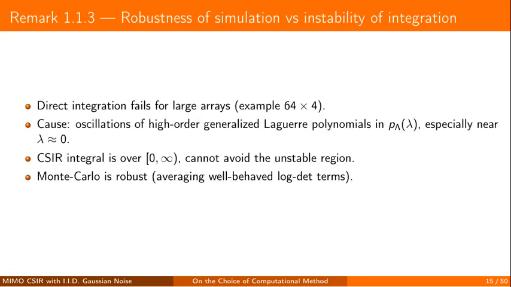Why does integration fail on large arrays? The root cause is numerical. The generalized Laguerre polynomials in the eigenvalue density oscillate more and more wildly as their order grows. These oscillations are worst near the origin, and the CSIR integral, unfortunately, starts exactly at 0. There is no way to avoid that unstable region. Monte Carlo, by contrast, doesn't touch Laguerre polynomials at all. It simply averages well-behaved log determinant values, and remains robust across all system sizes.